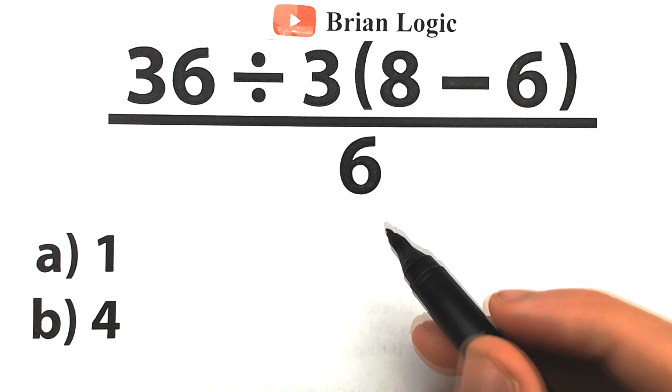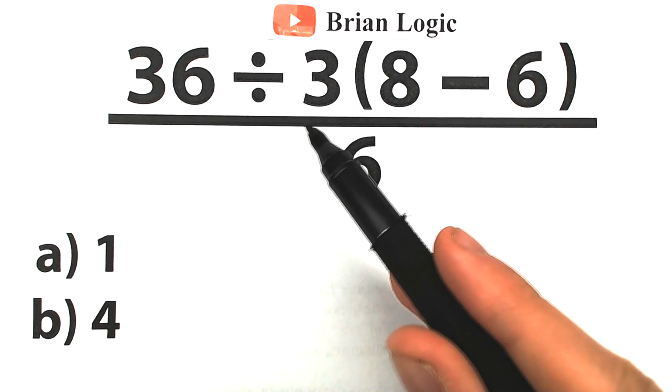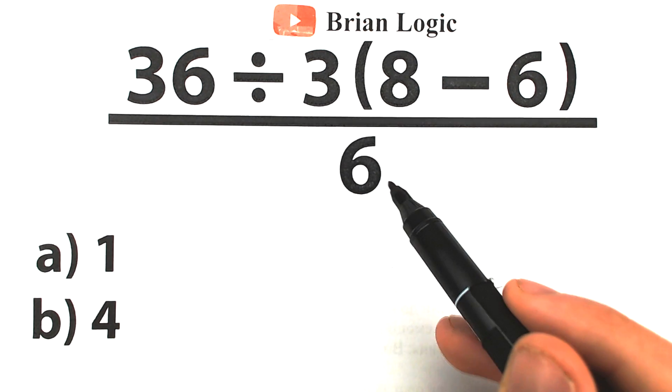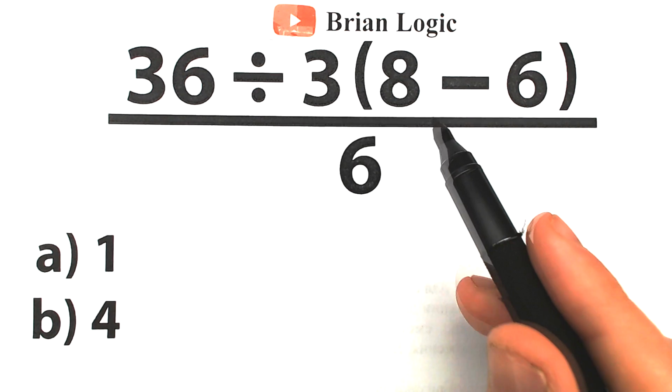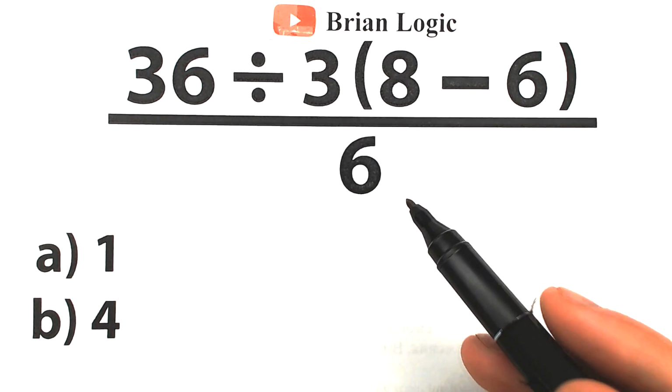So let's go and figure out this super simple math problem right here. What we have is 36 divided by 3, 8 minus 6 in parentheses, and we divide all of these by 6. Seems pretty basic, seems pretty easy. We have basic division, basic subtraction, multiplication. Right here we divide all of this by 6, so nothing hard, seems pretty basic.